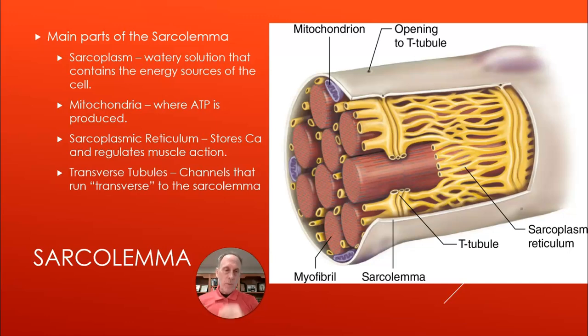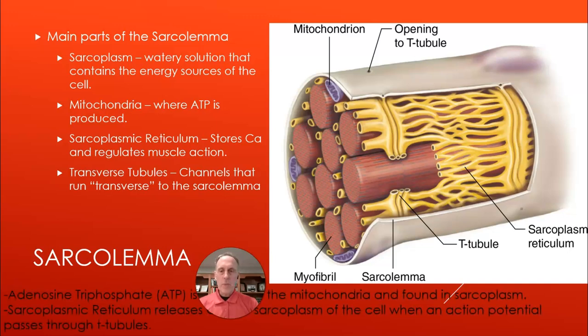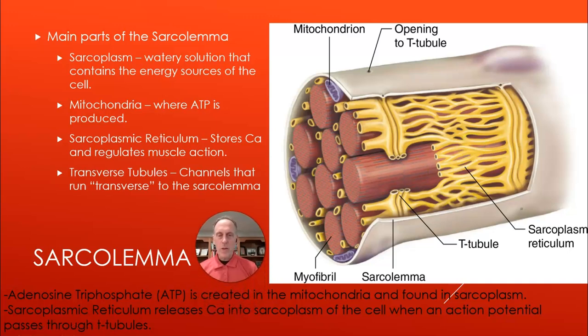We spent some time here in the sarcolemma, talked about how the sarcoplasm is like a watery solution, and then you have mitochondria, which are the purple over here, where the ATP is produced, and then the sarcoplasmic reticulum is what stores the calcium. That's this yellow area here, and you have these transverse tubules, which are transverse to the actual sarcolemma itself. And I went into a little bit of a conversation regarding ATP down here, how it's created in the mitochondria, found in the sarcoplasm, et cetera. It releases calcium into the sarcoplasm of the cell where the action potential passes through the T tubules, which is up here, which we'll get into, trust me.